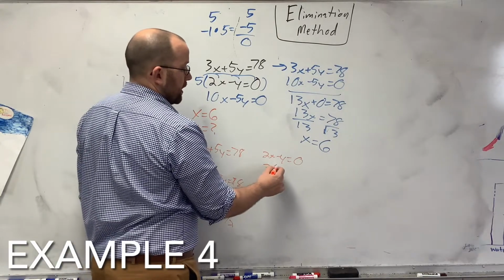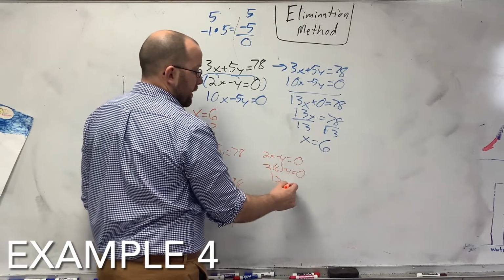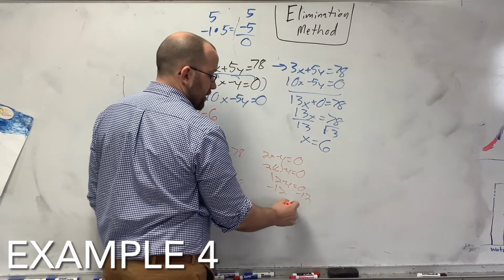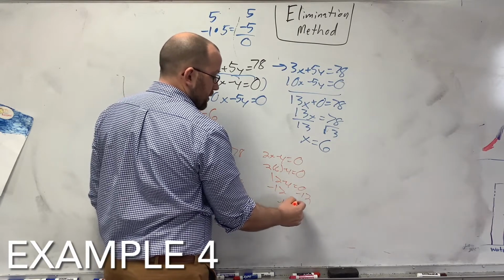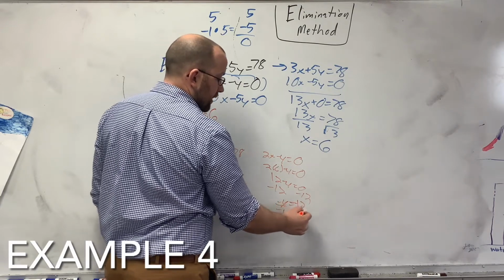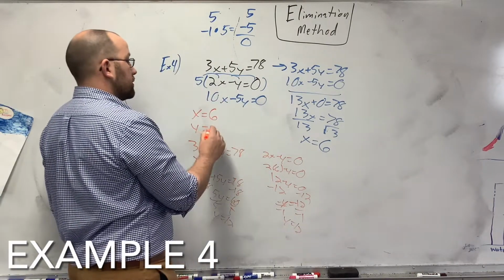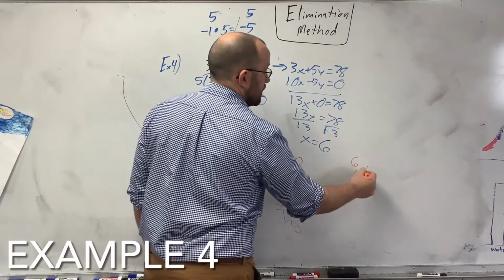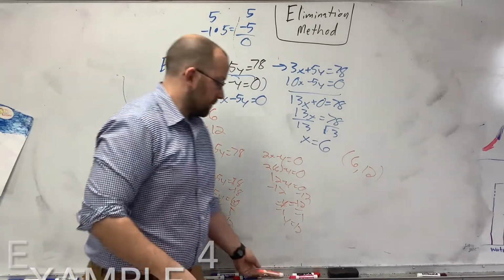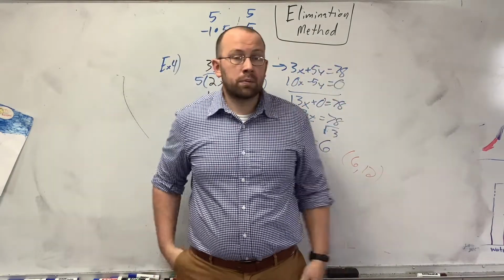So 2 times 6 minus y equals 0. I get 12 minus y equals 0. I have to subtract the 12 to move it to the other side of the equation. And I get, divide by -1, y equals 12. So the answer here is 12. So 6, 12 is the solution for this system. All right, this has been the elimination method. Hope it helped. Good luck.